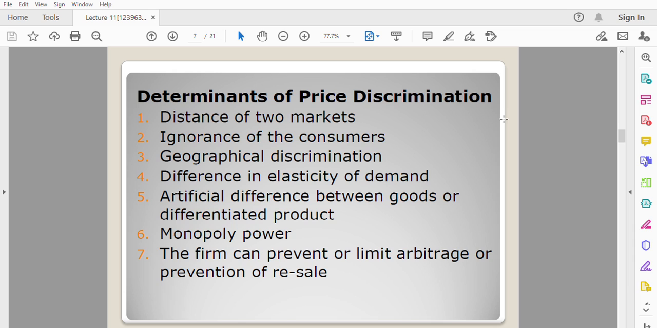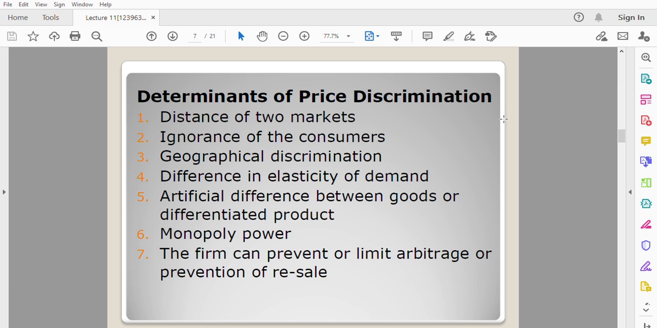The next is artificial difference between goods, or differentiated products. A natural good can be made a little bit different artificially, and that will result in the price of the commodity being discriminated. The difference can be from packaging, you package it differently, or in design, you design it differently, but it's the same product.